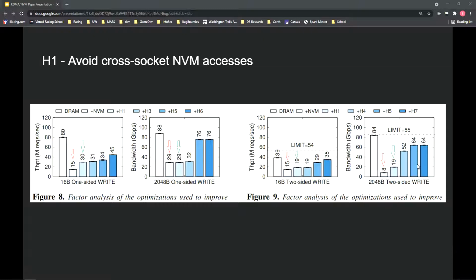I put arrows in the figures because I felt that some of the colors were a bit difficult to differentiate. Hopefully this was helpful. The red arrow points to base NVM performance, and the green arrow points to the NVM with H1 optimization. And then you can further see some of the improvements from applying the other optimizations in each category.